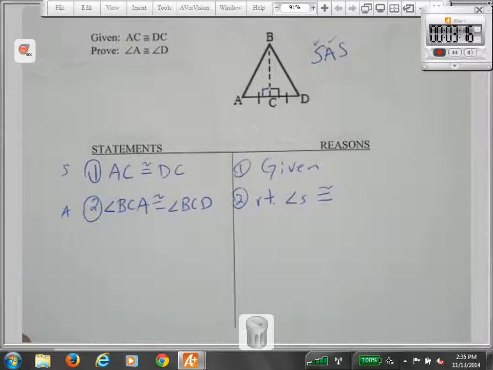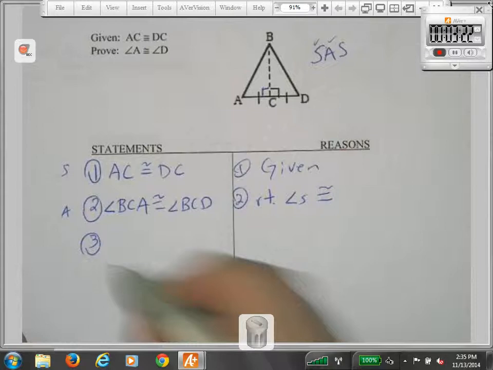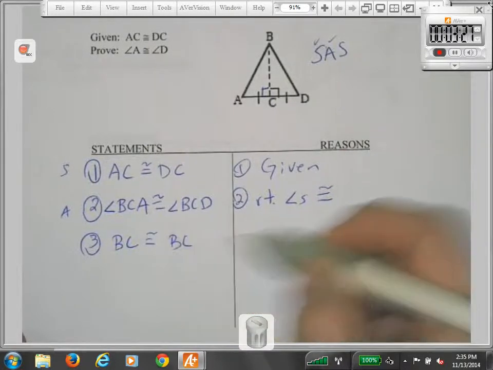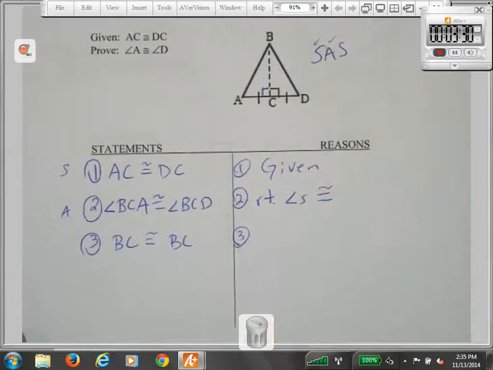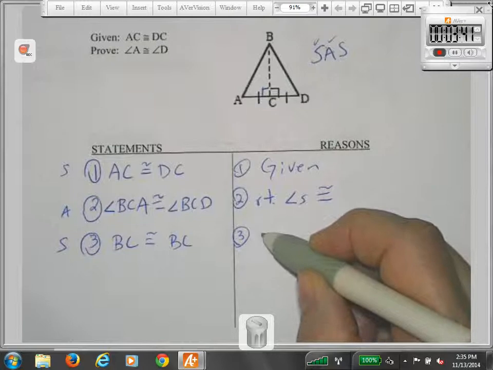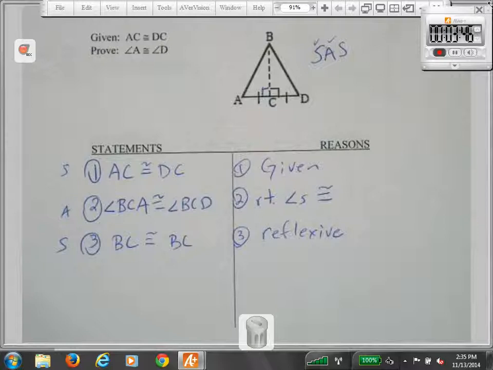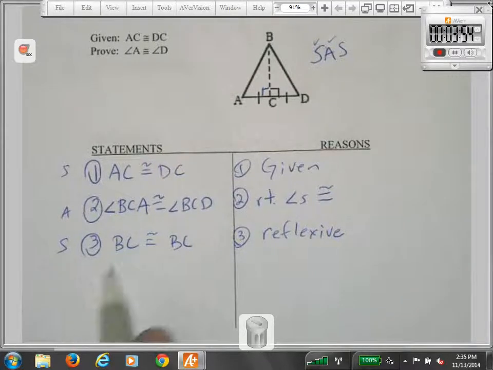Now I need to prove the last pair of sides. And that will be the shared side. BC is congruent to BC. Does anybody remember what that reason is? I think we talked about it last time. It actually is a property. The sharing. Reflexive property. When a side or an angle is shared and it's exactly the same thing, BC equals BC, we call that the reflexive property.